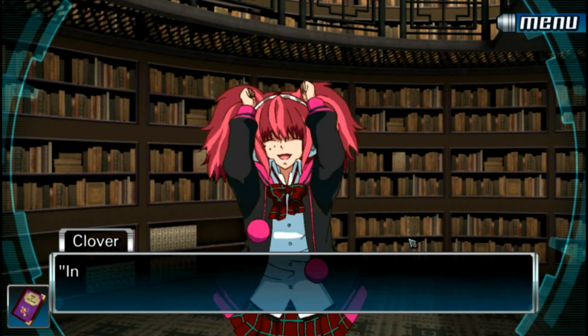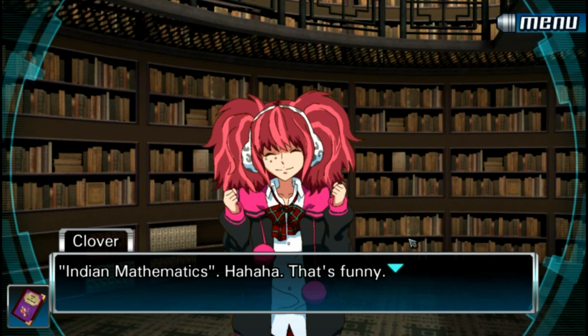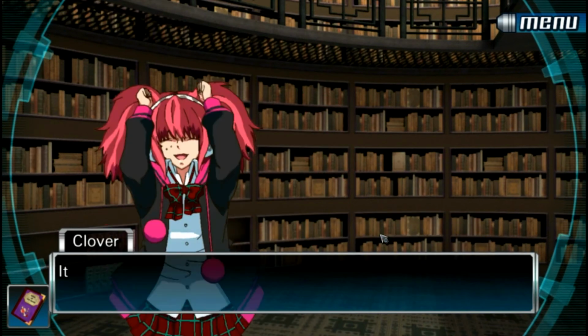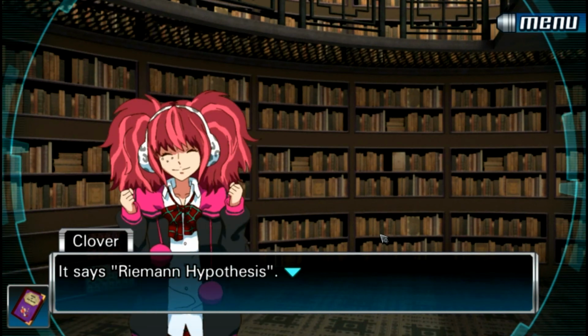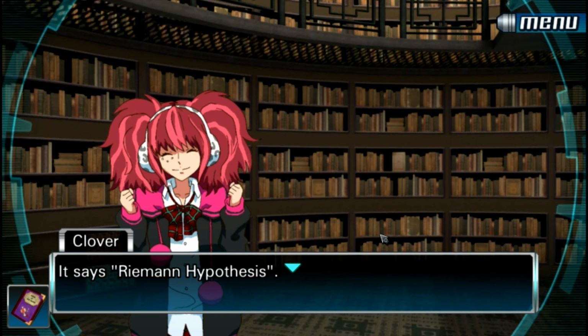That's a weird book, Junpei. Indian mathematics. Indian mathematics? That's funny! Why is that funny? Indian? Do you have something against Indians, Clover? Come on. It says Riemann hypothesis.